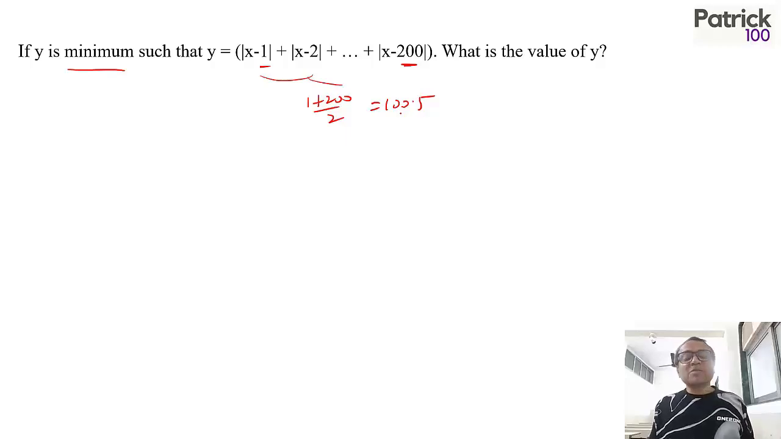That's how it works. Maximum value will be when it's in the extreme. So normally a minimum or maximum is either in the extreme case you take, or you take the middle value. Same values. That's how it works. So here the minimum comes when it's average, 1 plus 200 upon 2, 100.5.